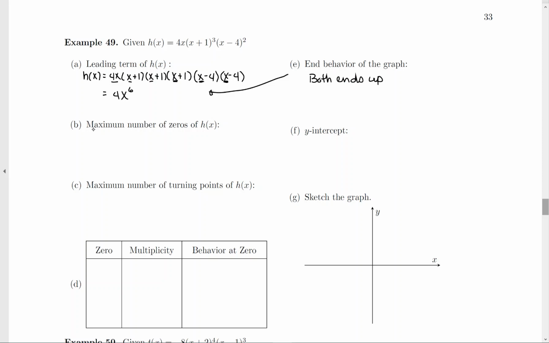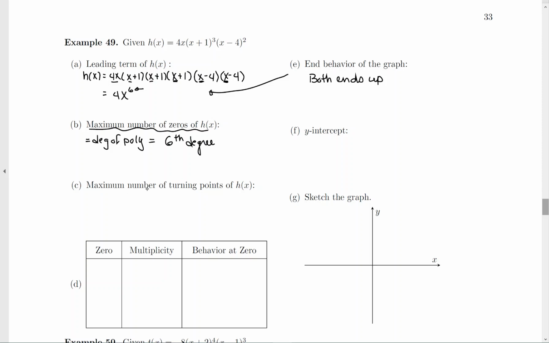The maximum number of zeros is equal to the degree of the polynomial. So whatever the degree of the polynomial is, that's the maximum number of x-intercepts that we can have. In this case, it's degree 6, so the degree of my polynomial is a 6th degree polynomial.